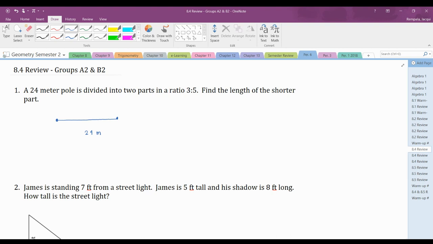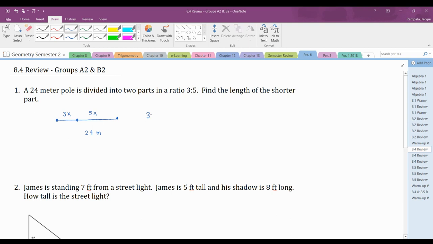It's being divided into the ratio 3:5, which means that when I split it up, the left side is 3, which I'm going to put an x with, and the right side is 5x. So it's 3x on the left and 5x on the right. Now, hopefully you notice that if I have two parts of an entire pole, I can add those two parts and set it equal to the entire length. So that's what I'm going to do in order to solve for x.